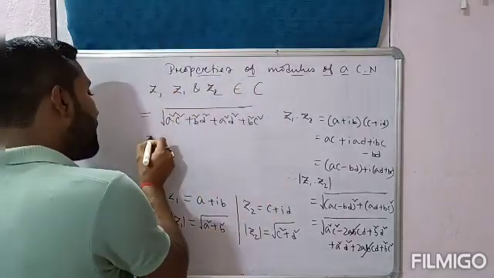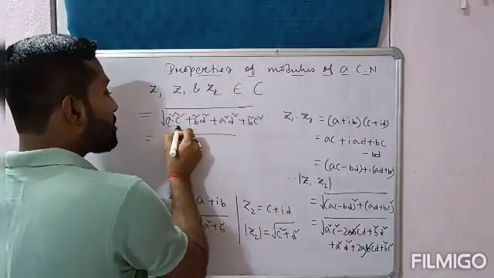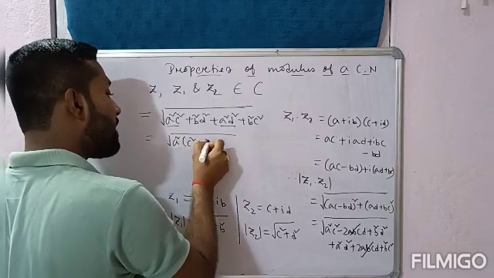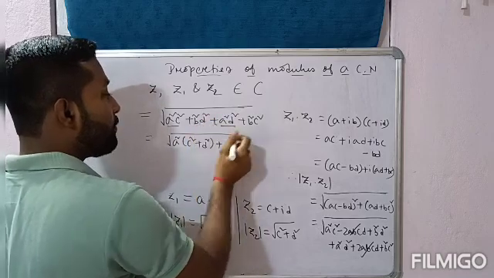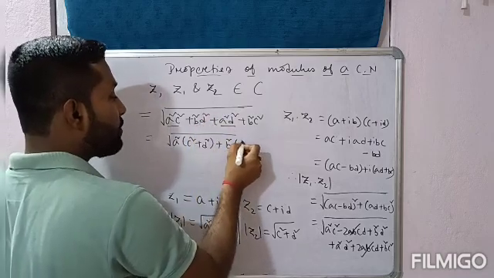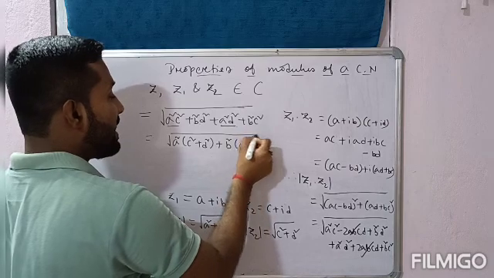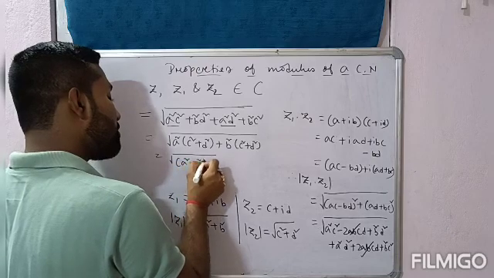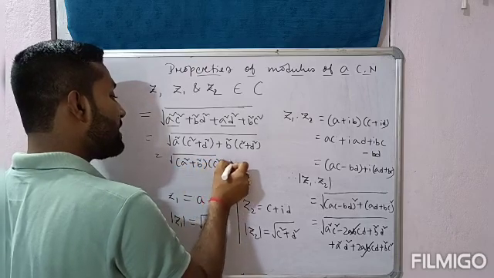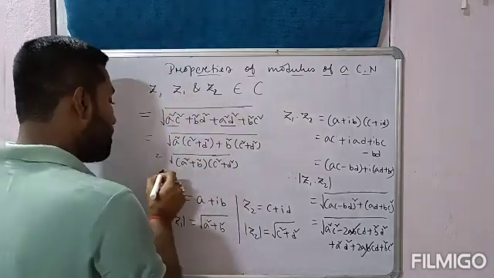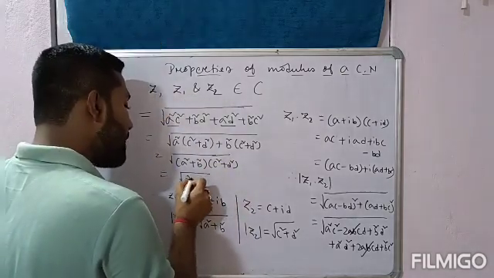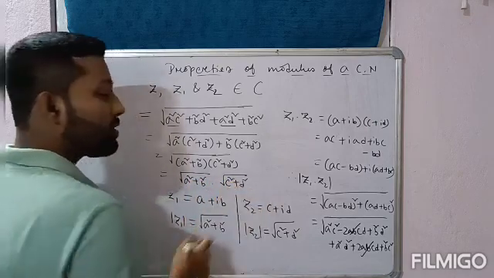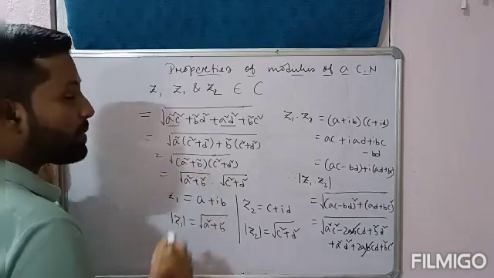Now what you have to do, look here: a square c square, a square d square. So take a square common, c square plus d square, plus from the second and fourth term if I take b square common, this will be c square plus d square again. So root over a square plus b square into c square plus d square. This can be written as root over a square plus b square into root over c square plus d square also. This expression can be written like this too.